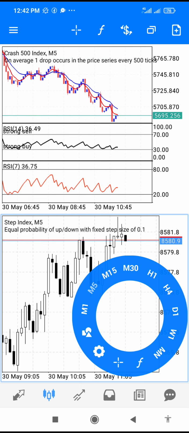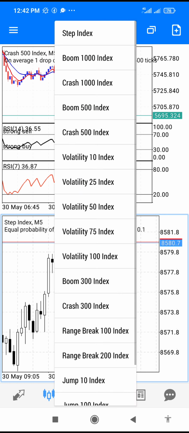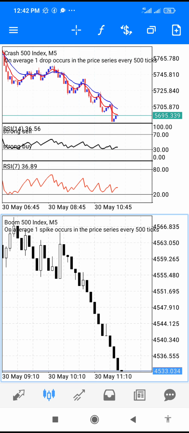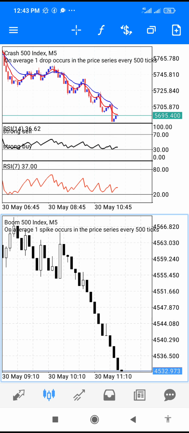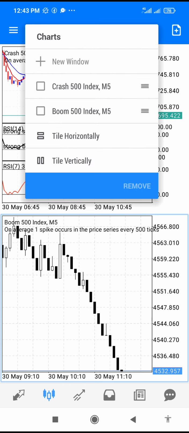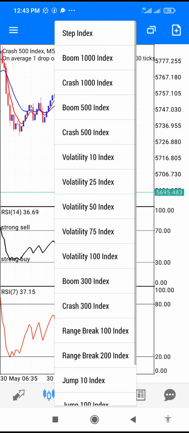So I want to insert my favorite pair here. I'll come here, look for Boom 500. So I have Boom 500 and Crash 500, which I use to display in this pair. So let's go back to our deal. We remove Boom 500 from here. Remove. So go back.